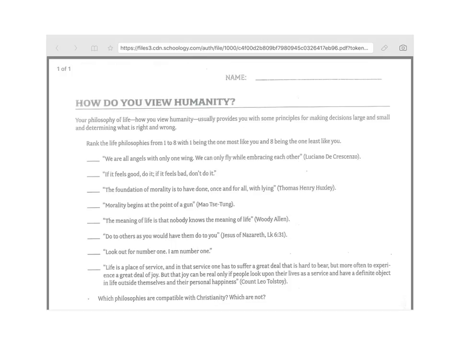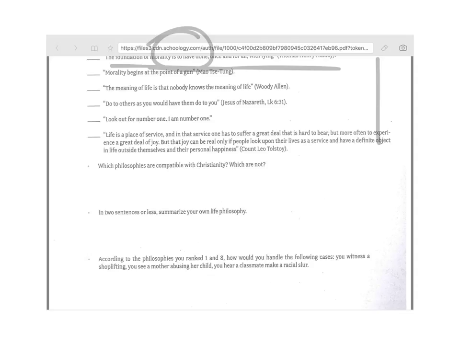First, you rank which of these statements you agree with based on a 1 to 8 scale. Then down here, where it says which philosophies are compatible with Christianity, which are not, I had students put a plus or a minus mark. So for example, look out for number one, I'm number one. Is that compatible with Christianity? We would put a minus mark because no, it's not.